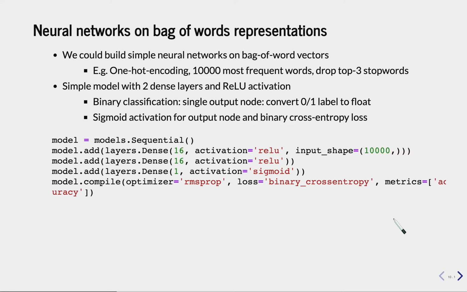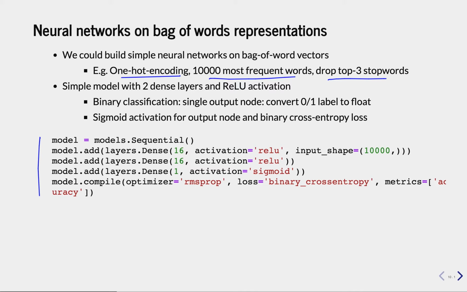Okay, so for now, assume that our words or our text is already processed, and we now want to build a neural network based on this representation. Right? So in this case, I assume we'll have a one-hot encoding using the 10,000 most frequent words and dropping the top three stop words like the and so on. Okay? And now we can already start building a simple neural net. Right? So what we're doing here is the same as using logistic regression, but now we replace logistic regression with a small multi-layer neural net.